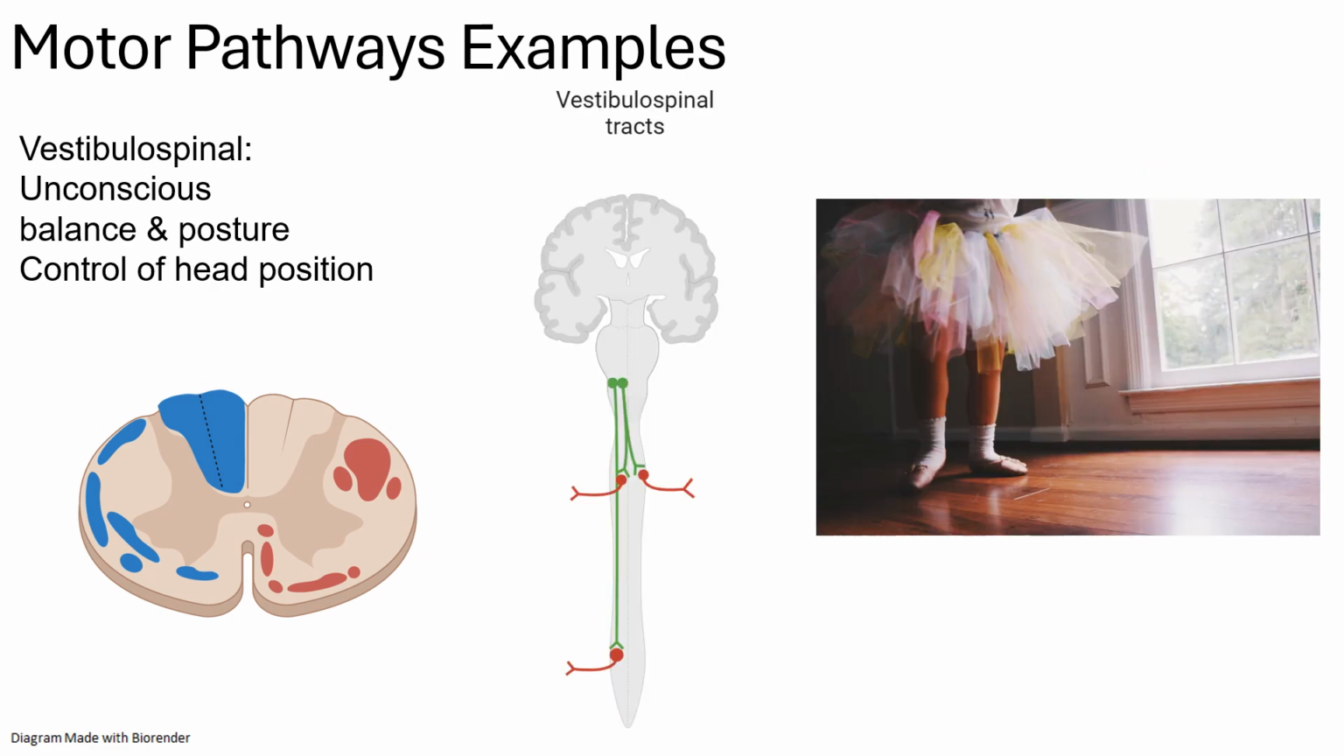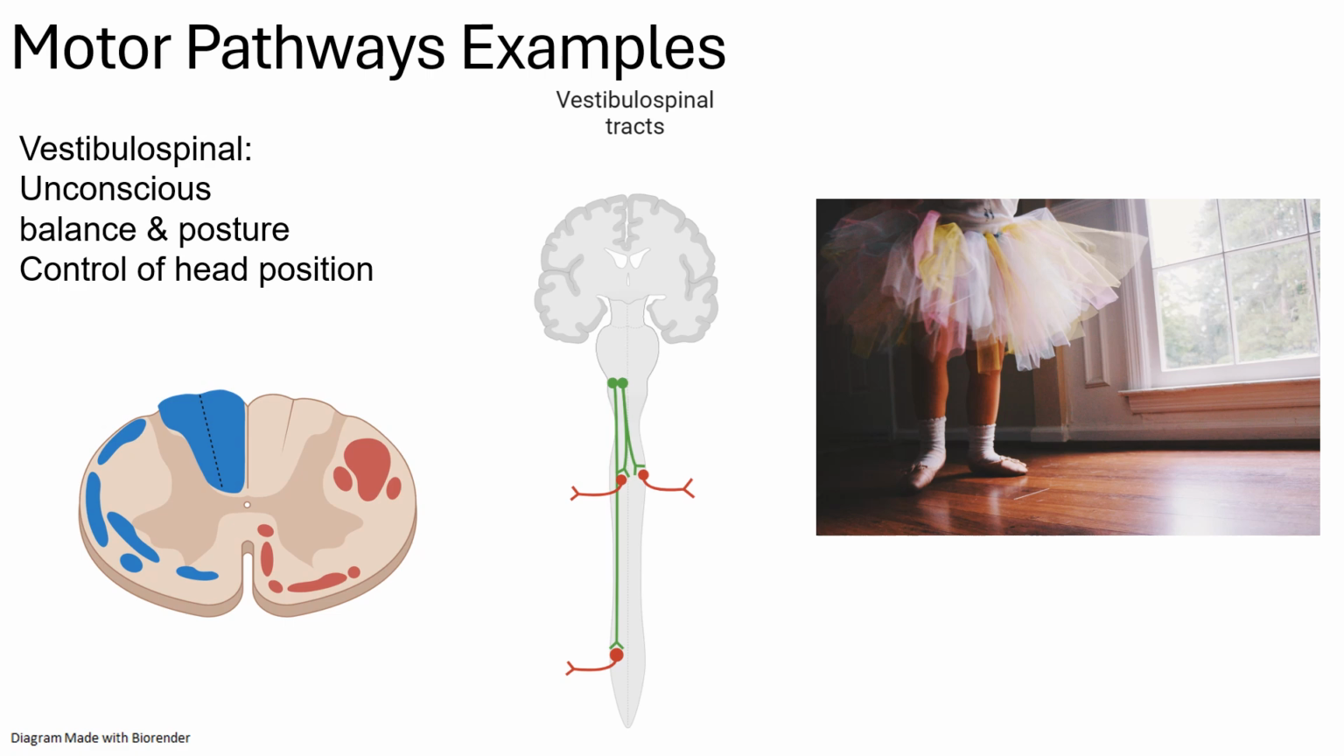However, the vestibulospinal pathway also carries information, but it carries unconscious information about balance and posture. This pathway, unlike the reticulospinal, incorporates information gathered from the vestibulocochlear cranial nerve to produce a pattern of output.